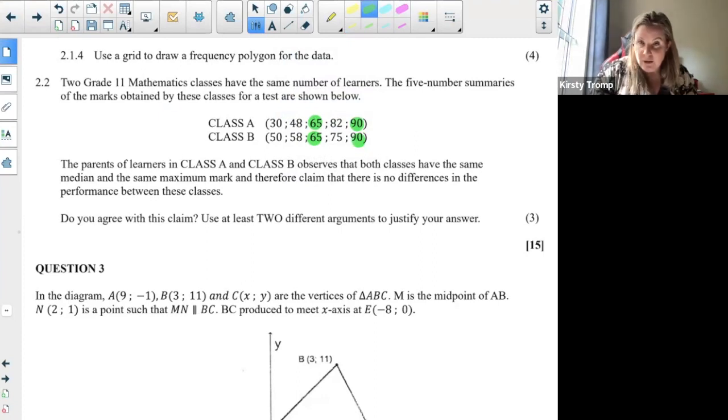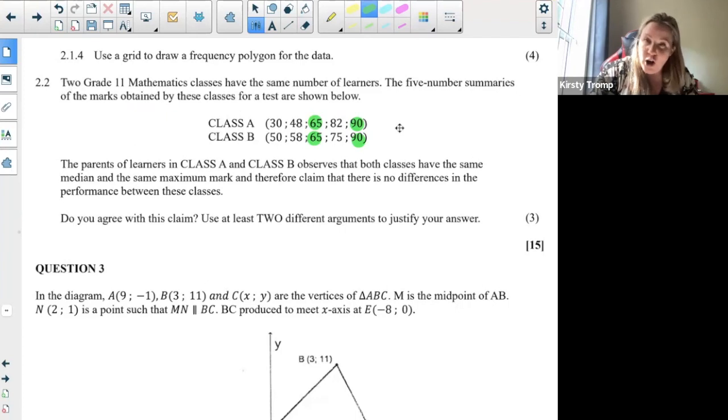All right. So you would need to look at these tests. Okay, we can see class A, they're right. They do have the same maximums. They do have the same medians. But you know that just because something has the same maximum and the same median does not mean that the results are the same.